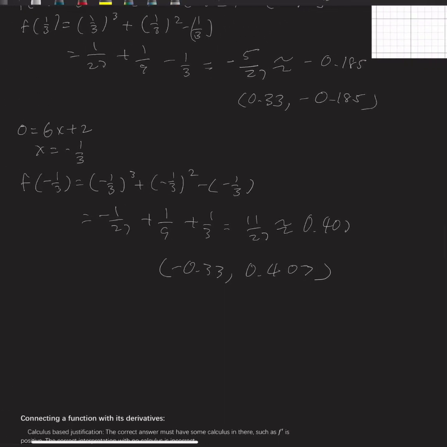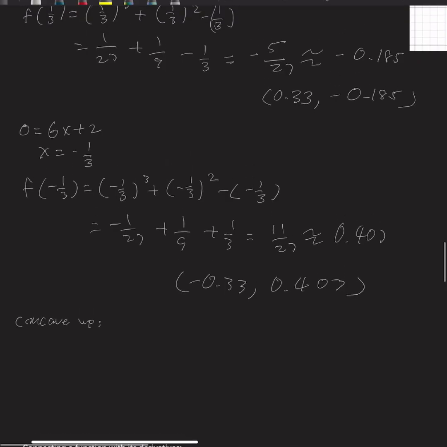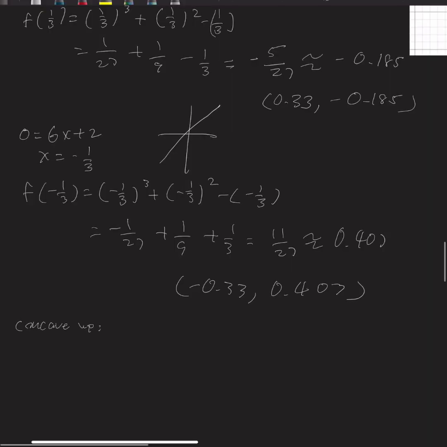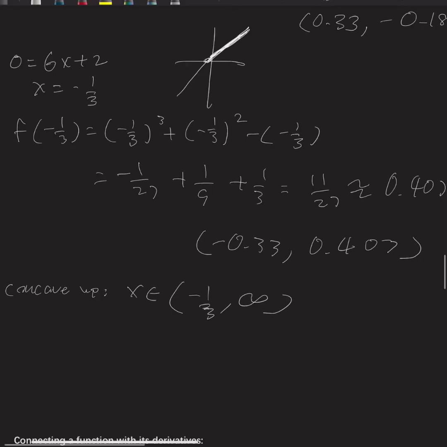And the concave up interval is, we see this graph here, it looks something like this. So when it's concave up, the value must be positive, like this part here. So we can say x is an element of negative 1/3 to infinity. Basically, the right-hand side is concave up, and concave down is x in the interval negative infinity to negative 1/3.